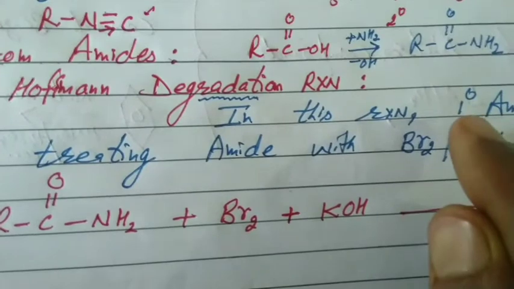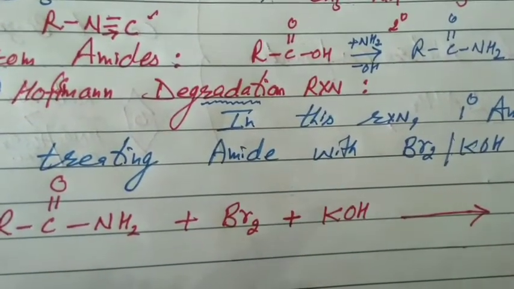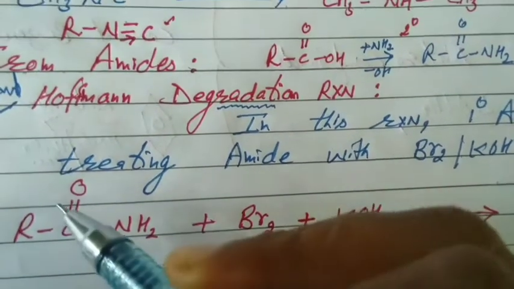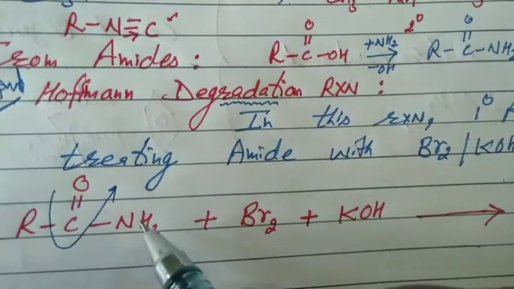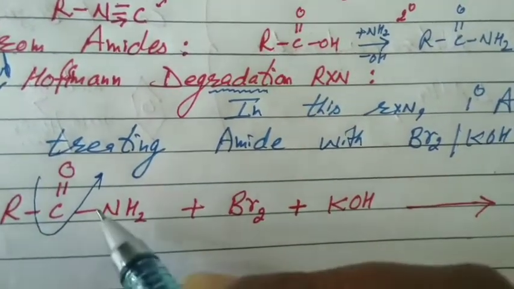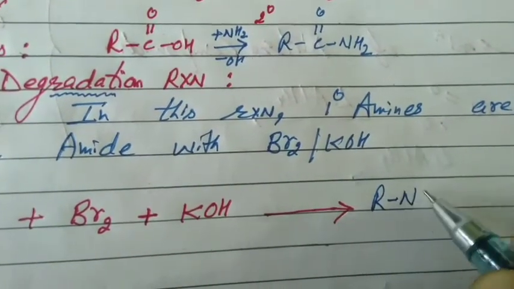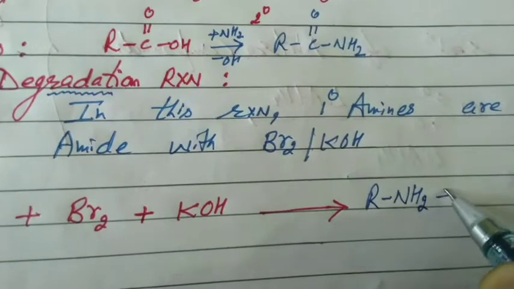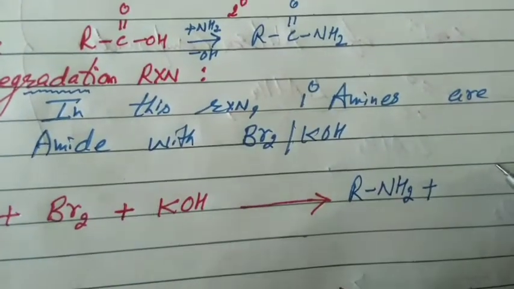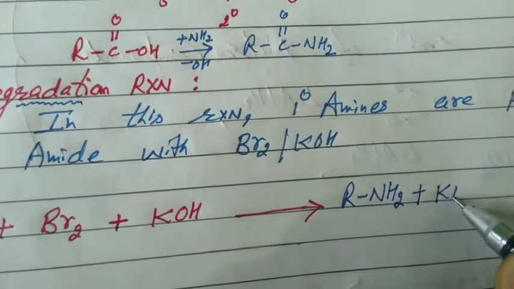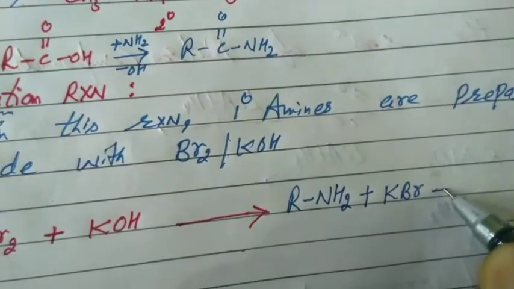What are the participants? Amide, bromine and base. Under the reaction condition, what will happen, students? The carbonyl group eliminates from this amide. What is left? It is clear, RNH2, a primary amine. Then we have to mention the byproducts. It is clear, students: metal strikes to non-metal, KBr. Every time I say, if we use alkali, one of the products is water.